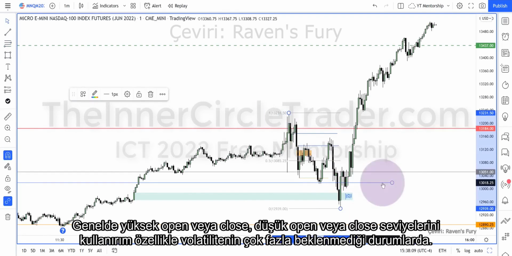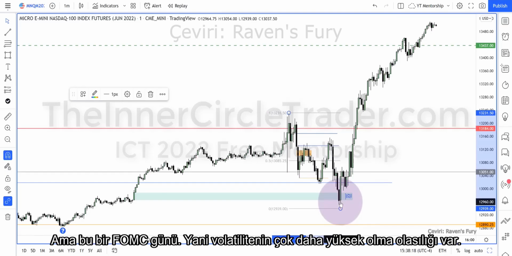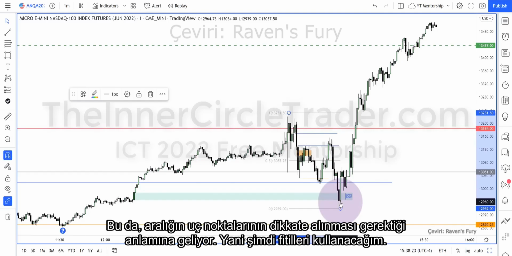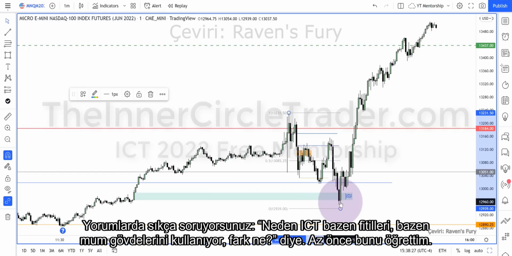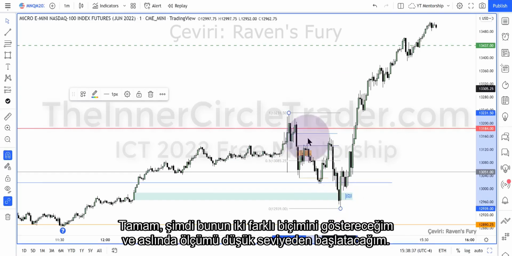Now usually I'll use the highest open or close and the lowest open or close in the price swing when it's not expected to have a whole lot of volatility. Because it's the FOMC, it's more likely to be much more volatile. That means the extreme of the ranges should be considered. That means now I'm going to use the wicks. You get asked a lot, in the comments, why does ITC use the wicks and why does he use the bodies and why does he differentiate? I just taught you.